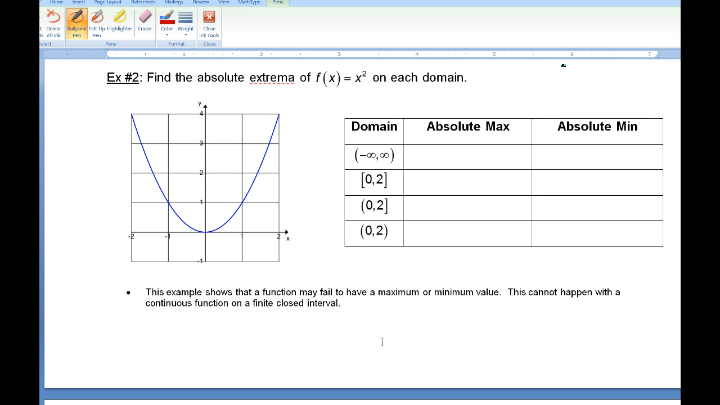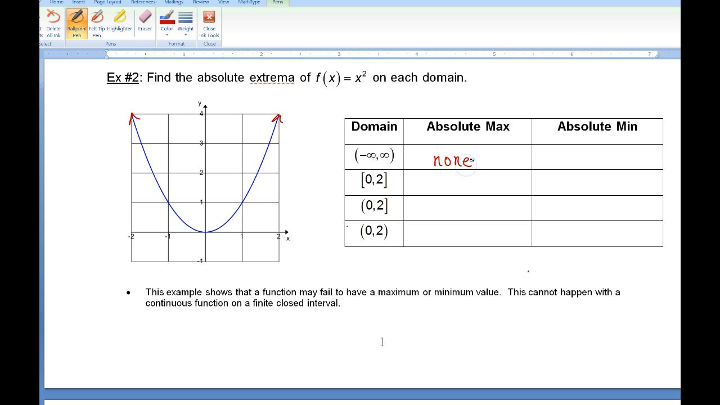Okay, so here, this is where I was talking about absolute max and min. It definitely depends on the type of domain that we're working with. The first one is on all reals. Imagine here we have x squared, and even though it's not there, we know the arrows continue. Is there an absolute maximum value? No. So we're just going to write none.